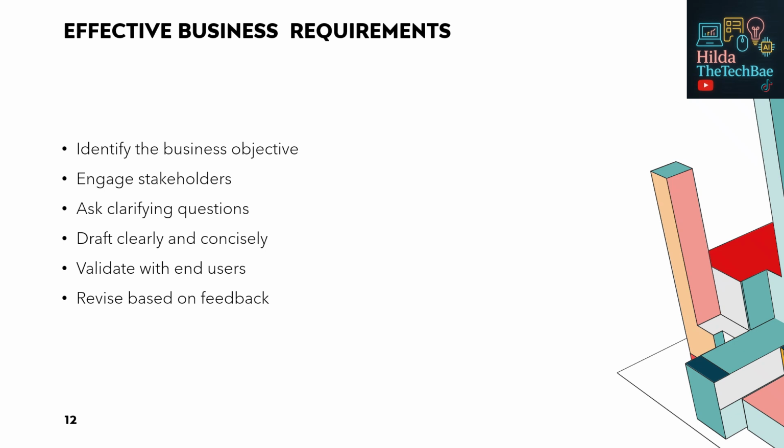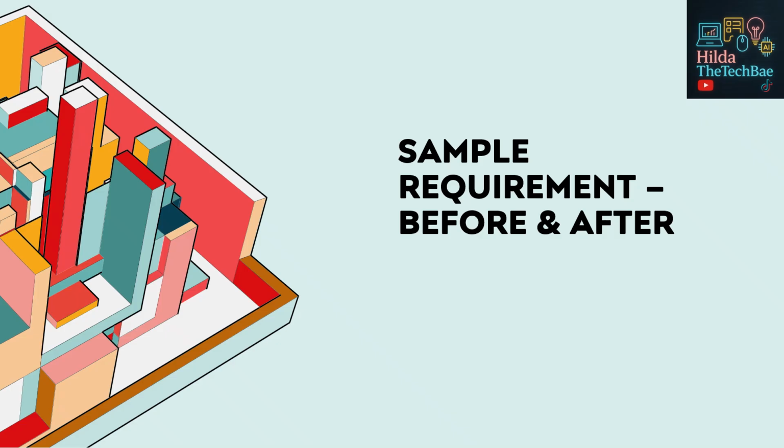After that, validate with your end users or key decision makers. Share the requirement and confirm that it reflects their expectations. And don't forget to revise based on feedback. It is normal for a requirement to go through a few iterations before it is finalized. Collaboration and clarity are the keys to success here in writing effective business requirements.